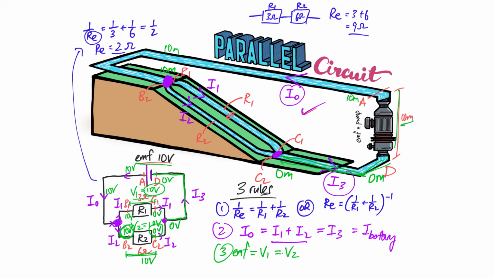So if you refer back to the river system, over here at point B, this will be 10 meters, and at point C, this will be 0 meters. So that means to say there's a height drop of 10 meters, or a height difference of 10 meters, or a potential difference of 10 volts. So regardless whether R1 and R2 are the same or different, as long as they are parallel branches, the potential difference, the height difference, will be the same. So these will be the three rules for a parallel circuit.